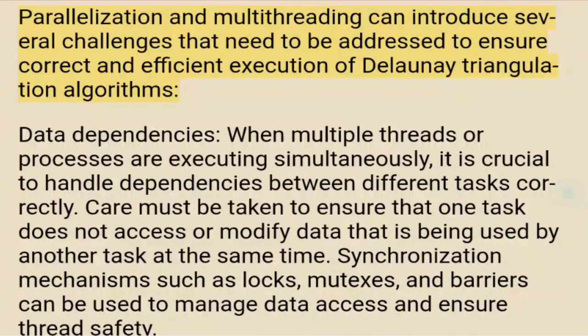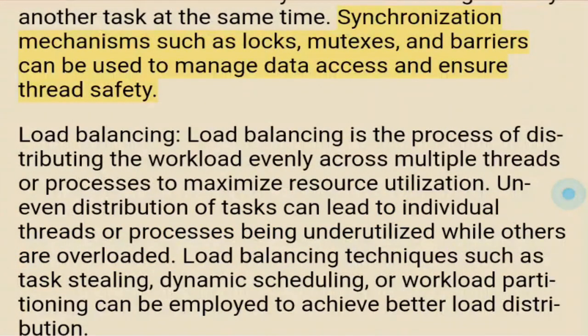Challenges of parallelization and multithreading. Parallelization and multithreading can introduce several challenges that need to be addressed to ensure correct and efficient execution of Delaunay triangulation algorithms. Data dependencies. When multiple threads or processes are executing simultaneously, it is crucial to handle dependencies between different tasks correctly. Care must be taken to ensure that one task does not access or modify data that is being used by another task at the same time. Synchronization mechanisms such as locks, mutexes, and barriers can be used to manage data access and ensure thread safety.